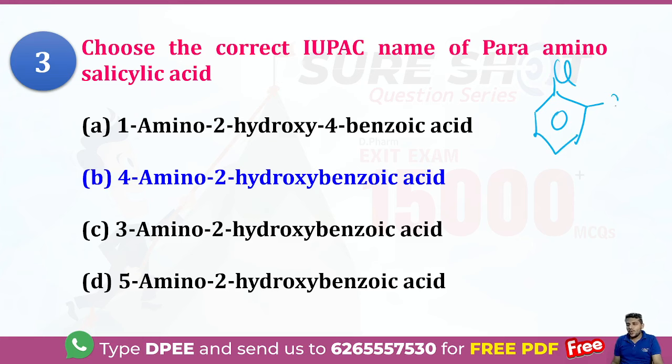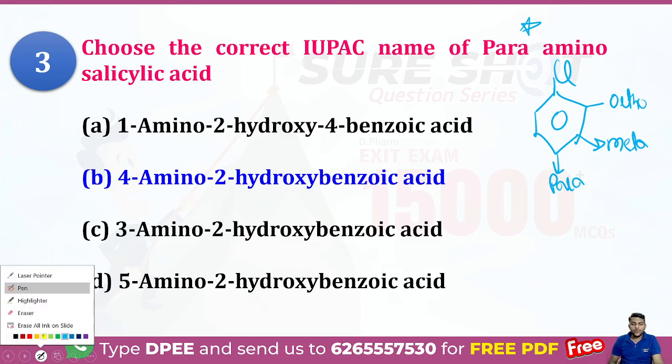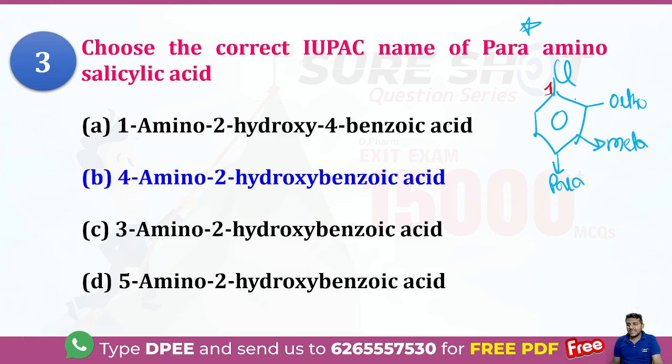Chlorobenzene. This is the ortho position. This is the meta position. And this is the para position. According to me, this is clearly mentioned: para amino means we have the amino group at the fourth position. This is your first position, second position, third position, and this is the fourth position. So I don't think there is anything to think about in this question.